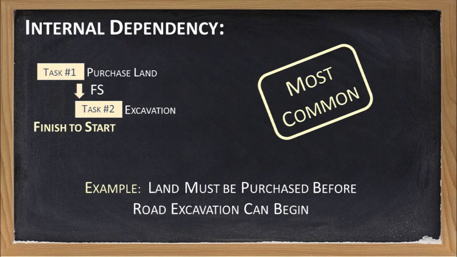The most common type of internal relationship that you will encounter between WBS tasks is the finish to start relationship. This is the case where one task has to be completed before the next dependent task can be started. While I don't know for sure, I suspect that during your academic studies, you'll find that most of the internal task dependencies that you will encounter will be of this nature. With our road project, an example of a finish to start dependency would be that you have to purchase the land prior to beginning excavation of the road.